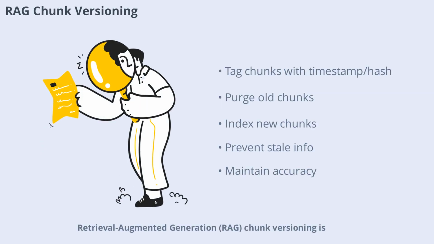Retrieval augmented generation (RAG) chunk versioning is essential when your knowledge-based documents change. Each document chunk is tagged with a timestamp or hash. When a document is modified, old chunks are purged and new ones are indexed, ensuring the model never retrieves conflicting or stale information. This process maintains the accuracy and relevance of your LLM's responses.